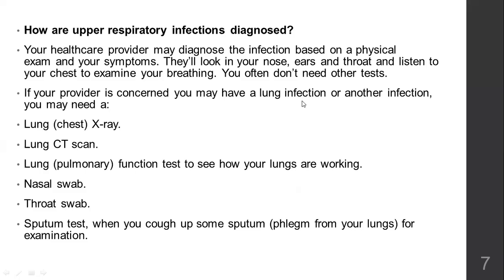Nasal swabs can be taken to identify which organism is causing infection. Throat swab, nasal swab, and sputum test to identify if the patient has tuberculosis or any other infection. They have to spit out the sputum into a sputum collection container, outside, not inside any room.